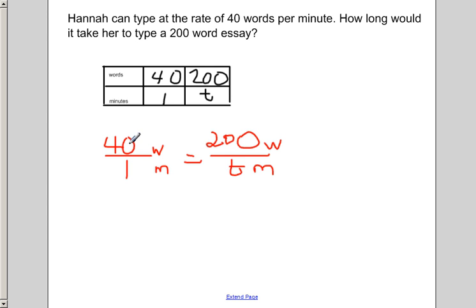So if we think about equivalent fractions, which we've learned about, 40 times 5, I'll get a different color here, 40 times 5 is 200. 1 times 5 is 5 minutes. So we learned that T equals 5.